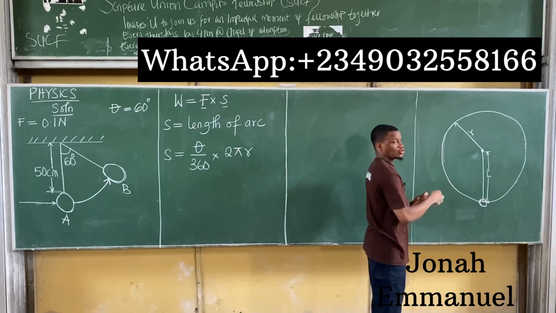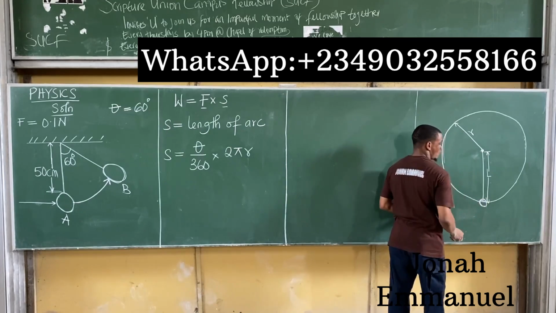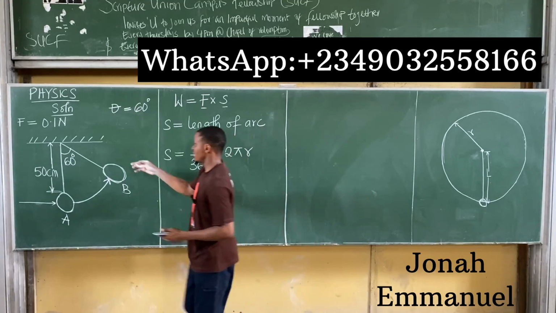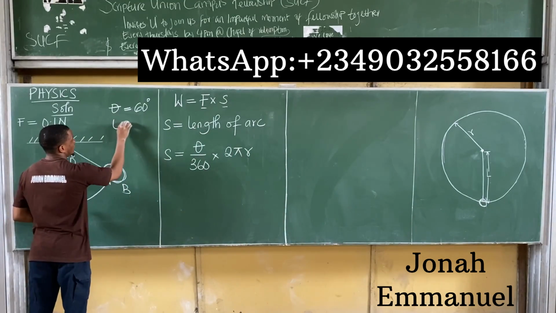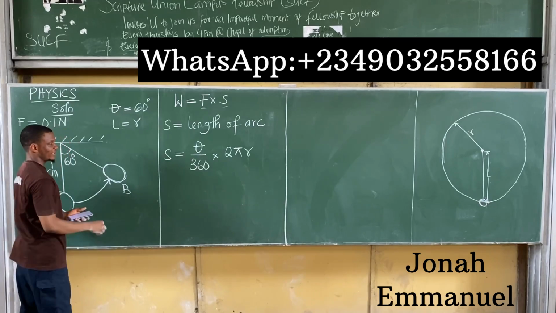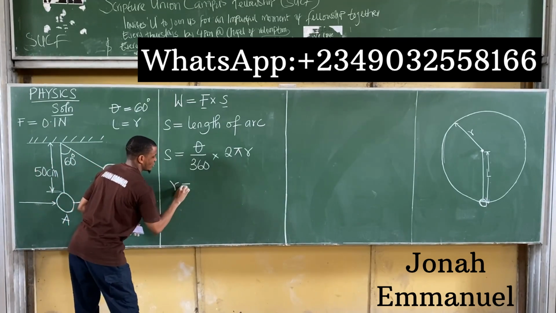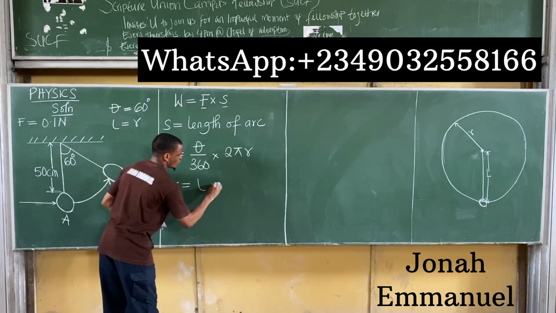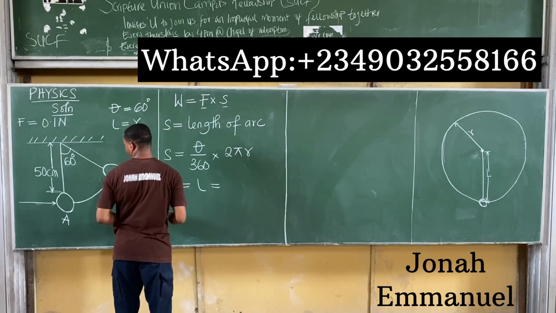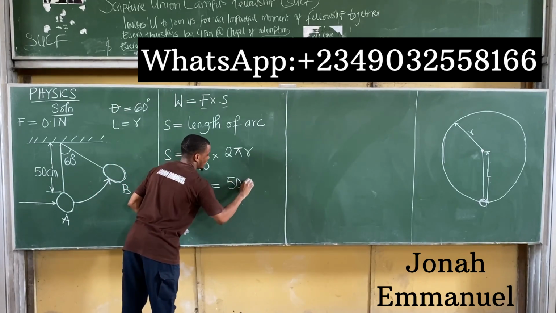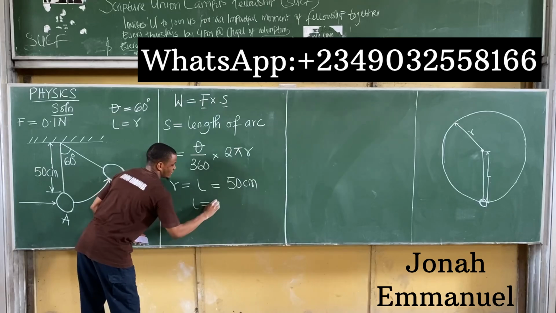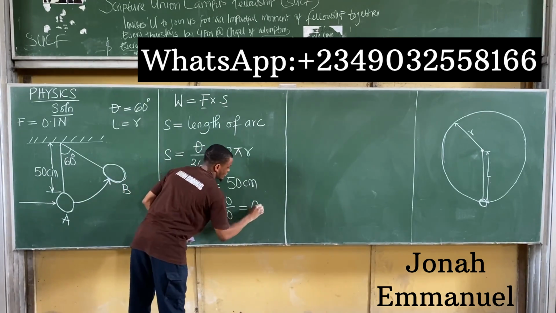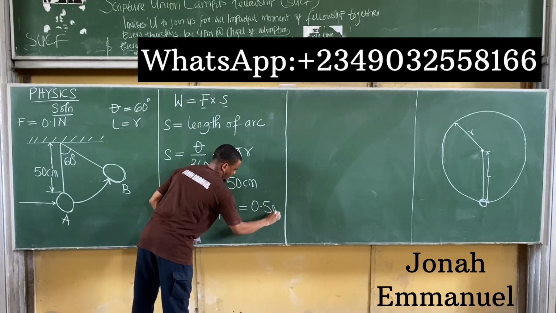If you do a proper circle, you observe that this distance from here to here, which is the length of the thread, will be the same thing as the radius of the circle. So in this case, note that the length of thread L is equal to the radius of the circle. So the radius is equal to L. Here, the length is 50 cm. To convert to meters, I divide by 100, and that gives you 0.5 meters.